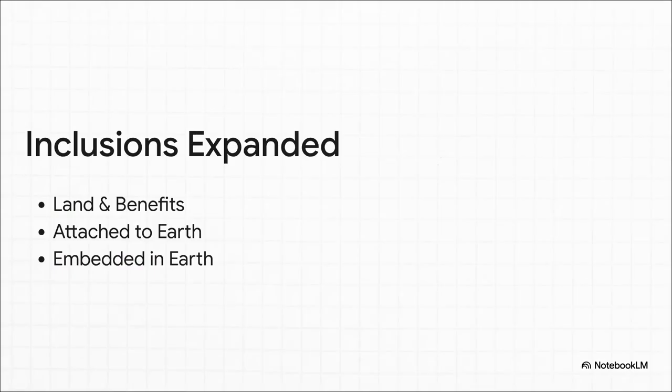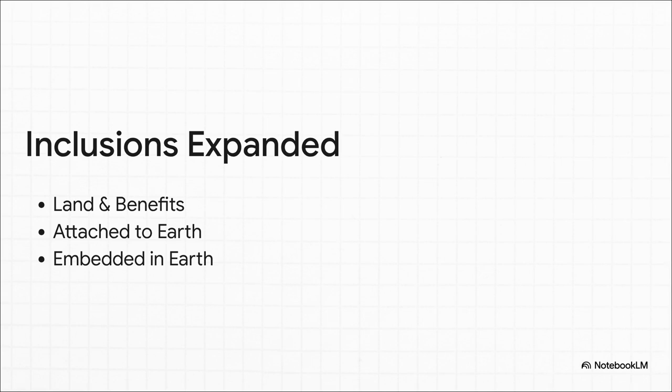Let's expand on those inclusions. We have land, which encompasses surface, soil, and minerals. Then, benefits arising out of land. Think rent, profits, and income rights. Next, attached to earth, like buildings and permanent fixtures. Then we have embedded in earth, such as walls and houses. And finally, attached for permanent enjoyment, like doors, windows, and machinery.